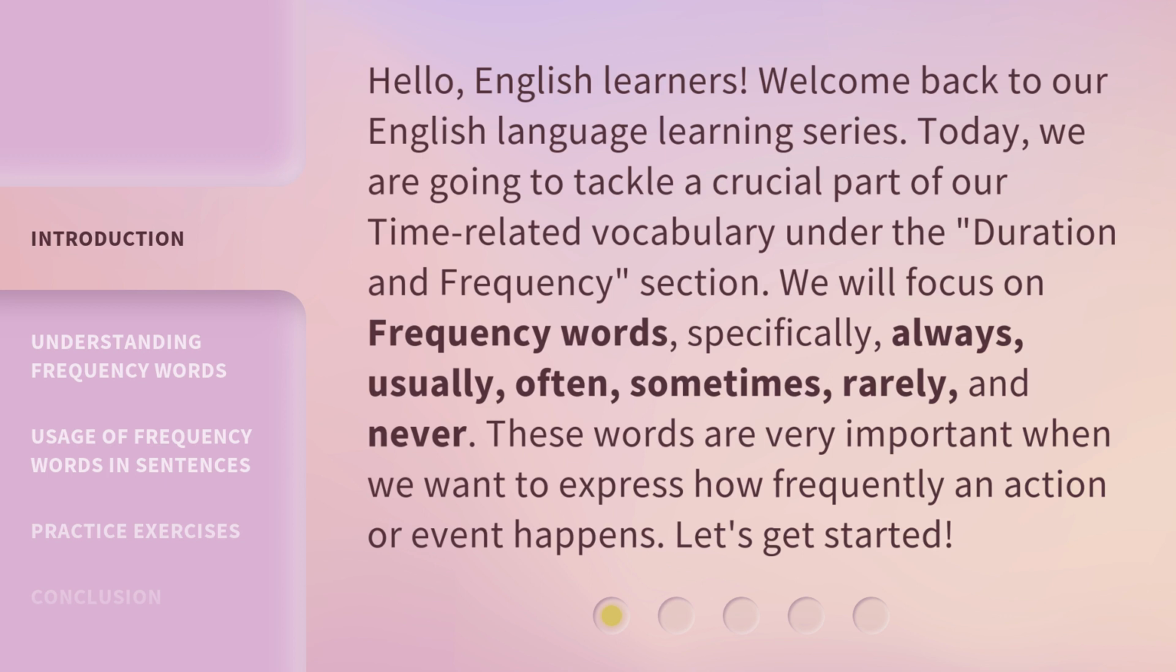Today, we are going to tackle a crucial part of our time-related vocabulary under the duration and frequency section. We will focus on frequency words, specifically, always, usually, often, sometimes, rarely, and never. These words are very important when we want to express how frequently an action or event happens. Let's get started.